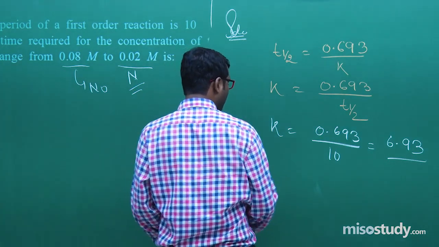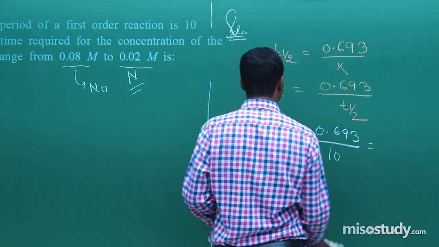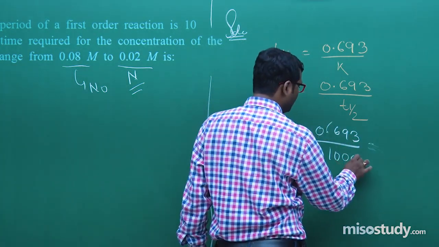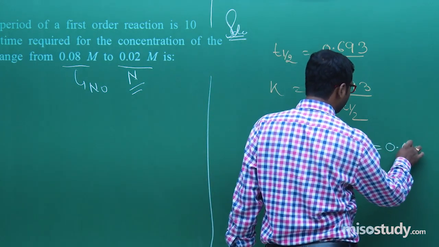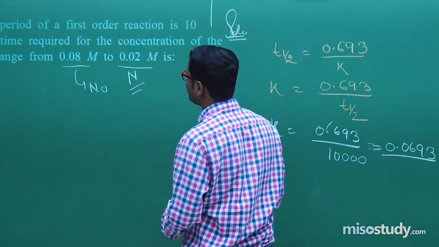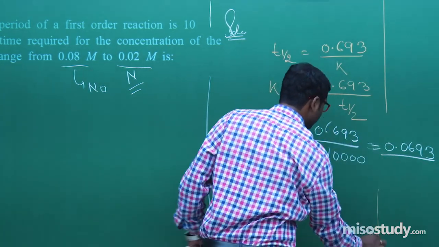Am I right or wrong? Sir, you are absolutely wrong. It is not 6.93 divided by 10. That is, 1, 2, 3 more zeros. That is 0.0693. That is the value of K. Now, the time required to change the concentration.